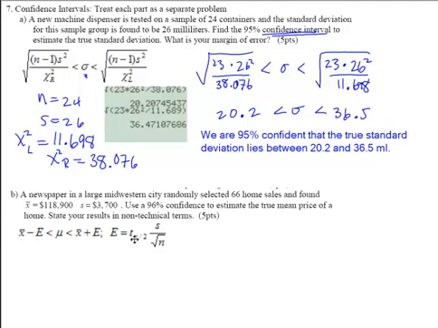We're supposed to treat it differently, and I got the formula down here. A newspaper in a large Midwestern city randomly selects 66 home sales and found that the mean is 118,900 and the standard deviation is 3,700. Find a 96% confidence interval to estimate the true mean price of the home.